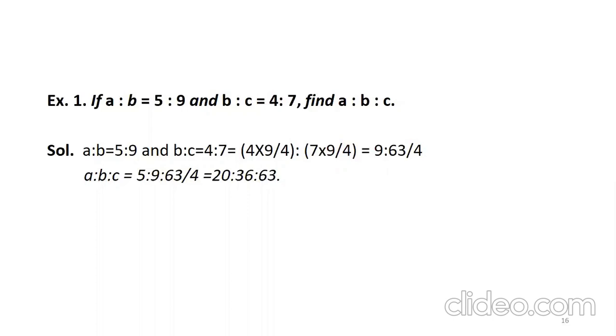Underline 9 by 4. So now 4 into 9 by 4 will give you 9, and 7 into 9 by 4 will give you 63 by 4. Now between the first ratio and the second ratio, 5 is to 9 and 9 is to 63 by 4, 9 becomes common. Now we can write the ratio as 5 is to 9 is to 63 by 4. In order to avoid the fraction, we will multiply the whole ratio by 4. So now it will become 20 is to 36 is to 63.